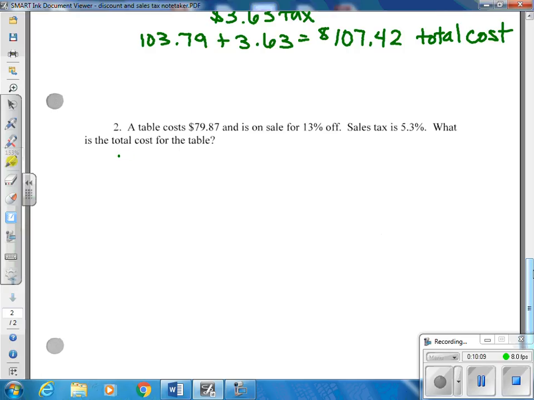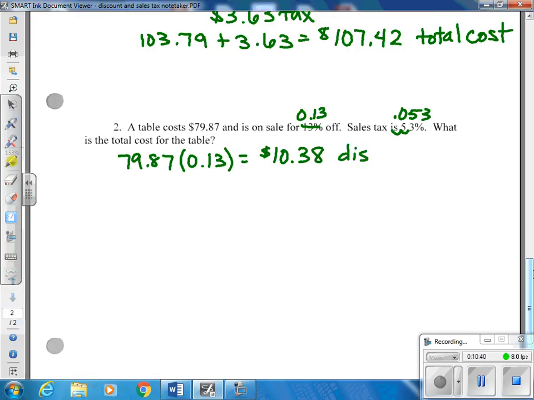All right, so we've got our $79.87 item. First thing we want to do is turn our percentages to decimals. 13% turns into 0.13. Okay, 5.3%, remember, move the decimal 2 places left, so that turns into 0.053. Now we can use them as we need them. We need the discount rate first, which is the 0.13, so 79.87 times 0.13. When you multiply and round off like money's supposed to be, you end up with $10.38. That is known as your discount.